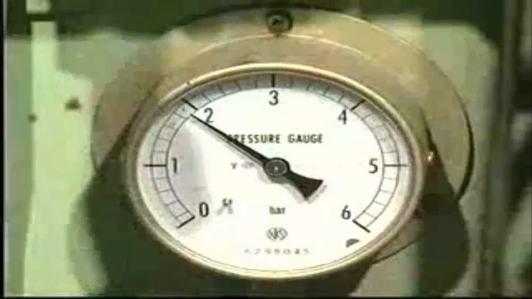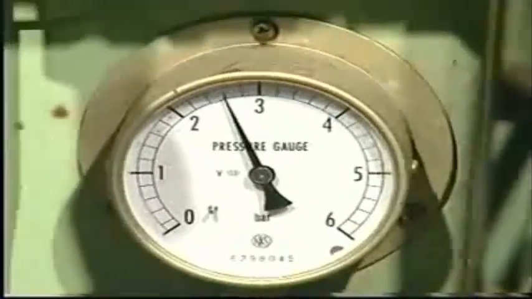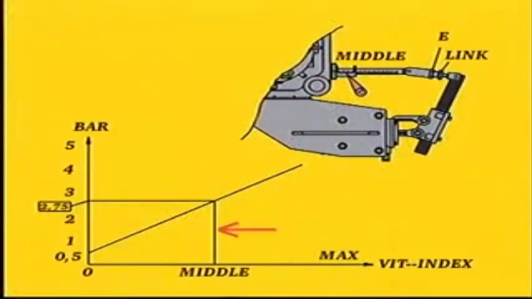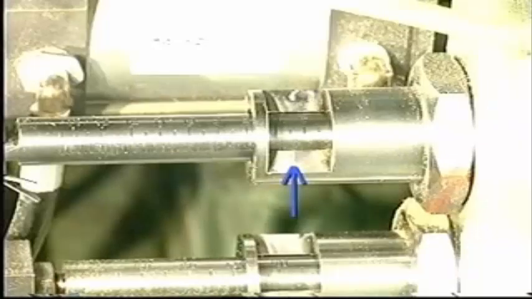Turn the regulating hand wheel until the pressure on the pressure gauge reads 2.75 bar. The VIT-rack must be adjusted so that the middle index of the VIT-rack can be read when a control air pressure of 2.75 bar is applied. If the actual VIT index does not correspond to the middle index, adjust the link until it does.